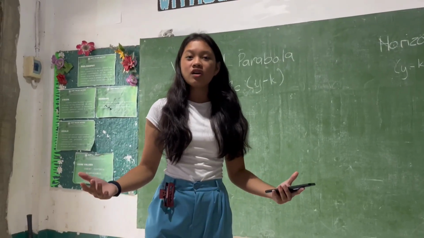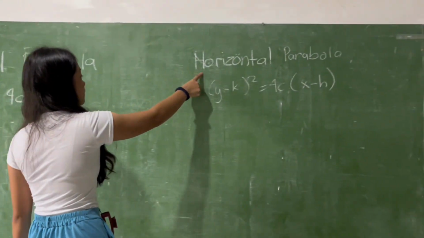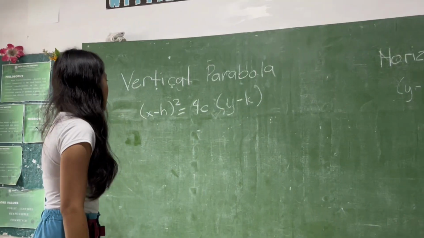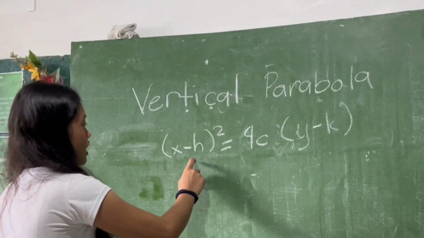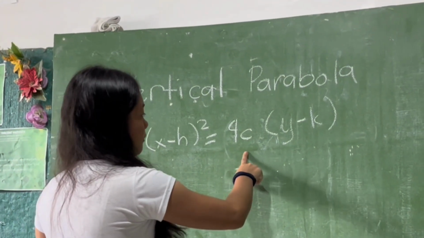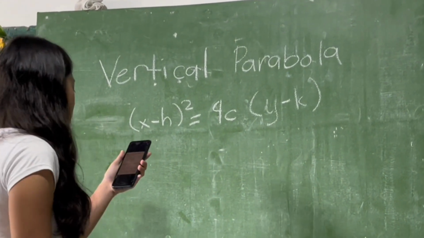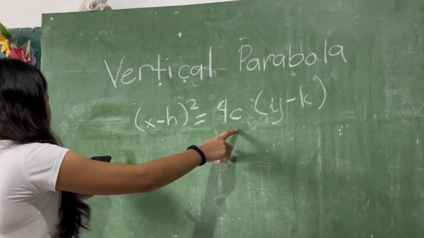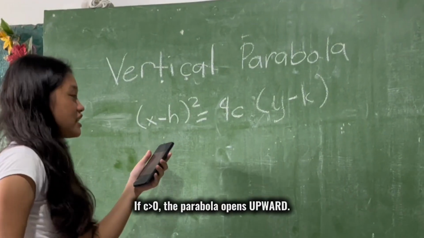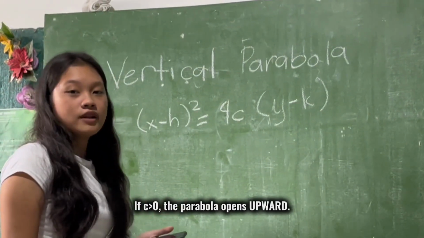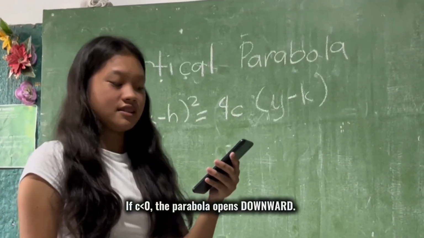So, there are two common equations of parabola, the vertical parabola and the horizontal parabola. The equation of the vertical parabola is (x minus h) squared equals 4c (y minus k). The (h, k) is the vertex, while c is the distance from the vertex to the focus. If c is greater than 0, the parabola opens upward. If c is less than 0, the parabola opens downward.